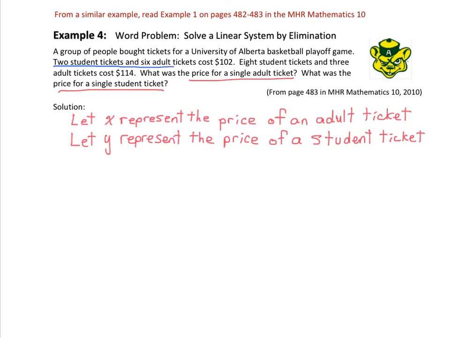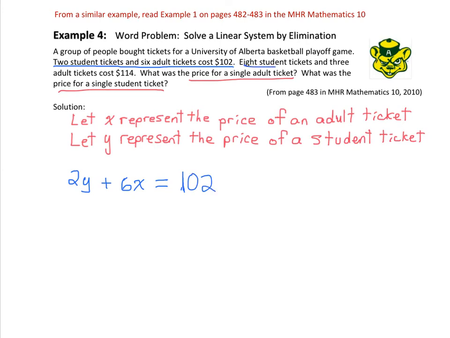2 student tickets and 6 adult tickets cost $102. So that's one of the scenarios they give us. So if we have 2 student tickets, the total cost for those would be 2 times the cost of a student ticket, which was y. And we're adding the cost of the adult tickets, which there was 6 of them. So 6 times the cost of one adult ticket would give you the total cost of the adult tickets. And then when you add the student tickets to the adult tickets, the final cost was $102. So that's the first scenario they give us.